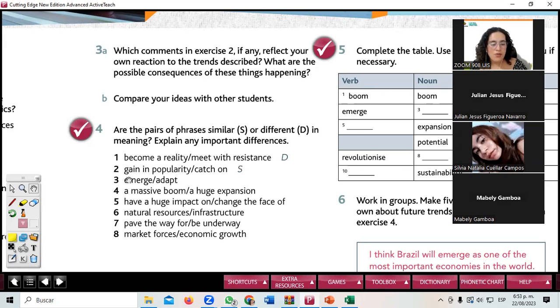You're going to do the same for the others, 3 to 8. Say if they are different or similar, okay? And if there are any important differences, we are going to explain them, okay? 5 minutes.